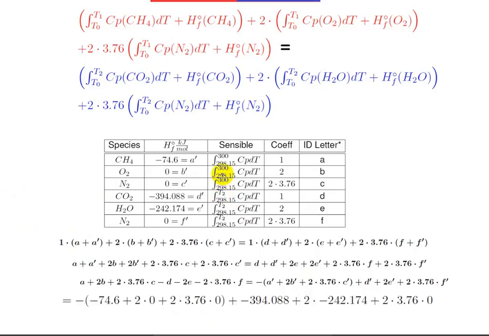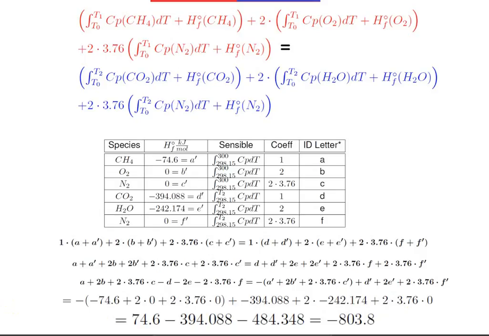Well, I don't have any values for the sensible terms, and the sensible terms are all on the left, so I'll ignore that for a moment. But I do have values for all of the heats of formation. So A prime, for instance, is minus 74.6, and then there's a 2 B prime, and that B prime is 0, then the next one is 0, and then we've got the CO2 term and its coefficient of 1, and then the water term and its coefficient of 2, and then a nitrogen term and its coefficient of 2 times 3.76.